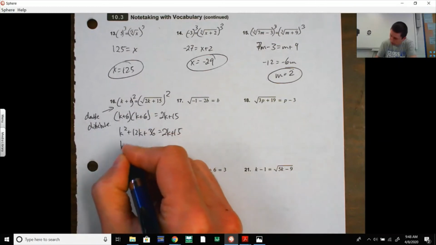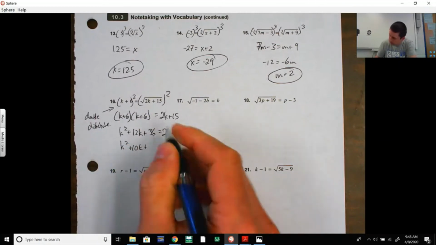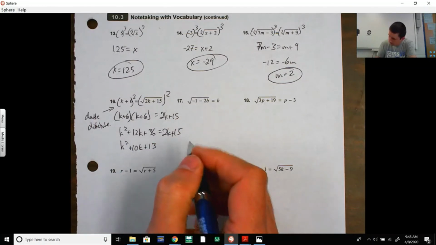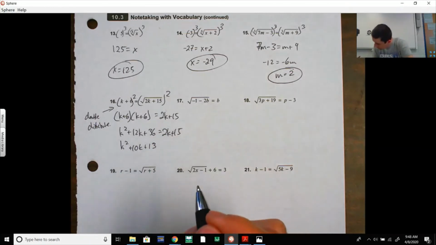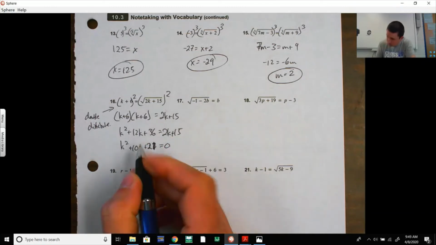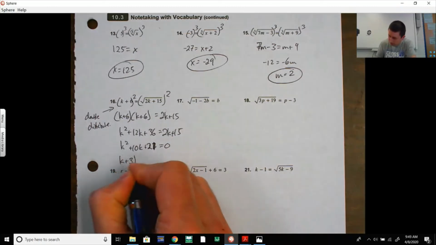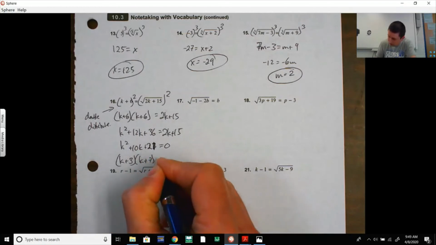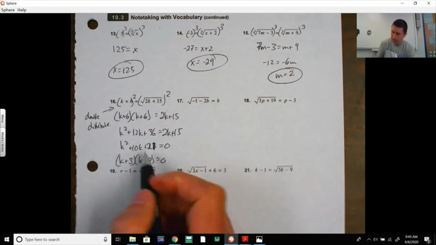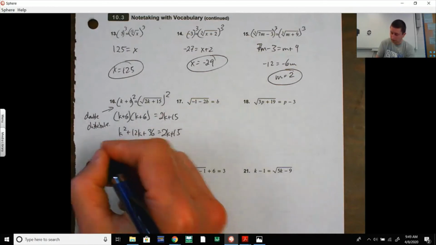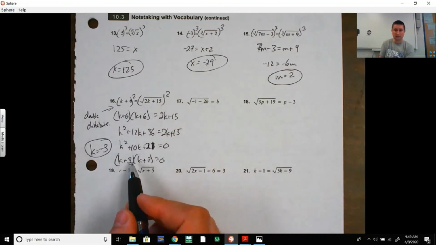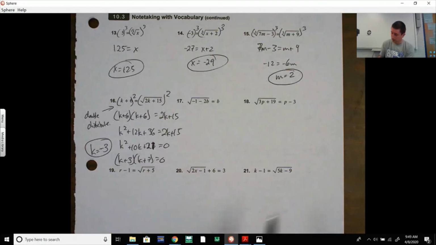Bring everything over. K squared plus 10k plus 21, there we go, equals 0. Now you can factor this into k plus 3 times k plus 7 equals 0. So you get negative 3 and negative 7. But I will tell you, when you plug negative 7 in, you don't get the same thing on both sides. So this one would be negative 3. This goes back to some of that factoring and solving quadratics. Okay? So that's how those wrap up.